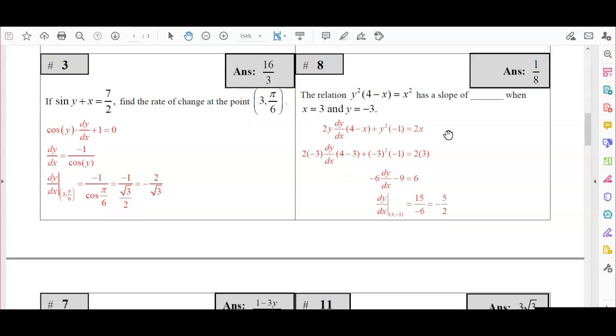Okay, number 3 and number 8. I feel like number 3 is pretty easy. Again, rate of change is just another word for derivative. Make sure when you take sine y, you put dy dx because it's a y variable, not an x. Over here, number 8, you make sure you use your product rule. So first times the derivative of the second plus the second times the derivative of the first.